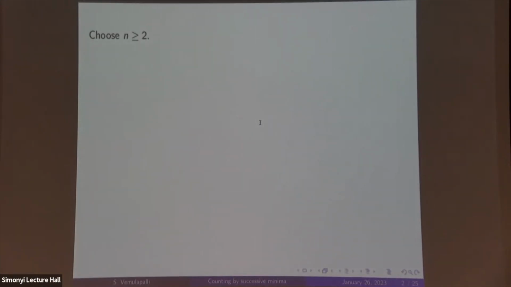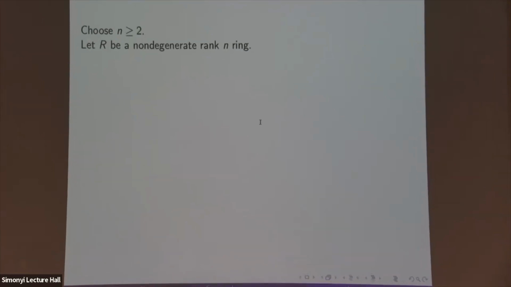So in this talk, n will be an integer greater than or equal to 2. Our main object of study will be a non-degenerate rank n ring R. And by that, I mean a ring that's isomorphic to Z^n as a Z-module and has non-zero discriminant. So you should think of such a ring as being a product of orders in number fields, because that's exactly what this definition boils down to. Okay, so our main object of study is considering products of orders in number fields.